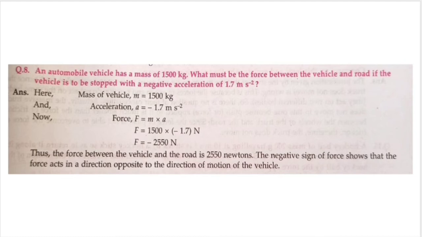We use the formula for force F equal to m into a. Substituting the values of m and a, we get F equal to 1500 into minus 1.7 newtons. Finally, F equal to minus 2550 newtons. Here, the minus sign indicates that the force acts in a direction opposite to the direction of motion of the vehicle.